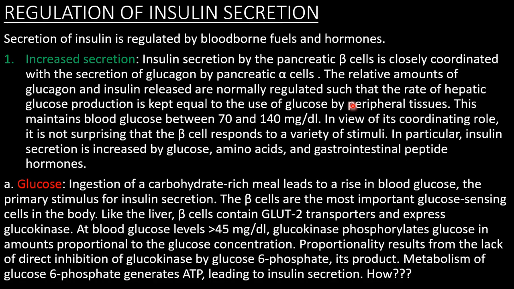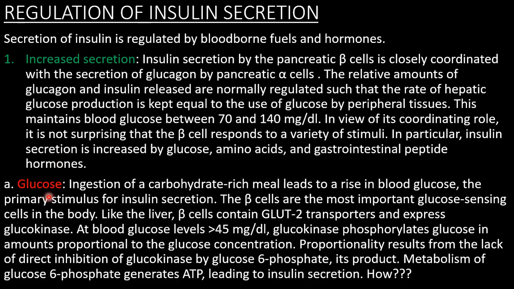You will mainly affect the muscles, the liver, and the adipocytes to reduce these glucose levels. Maybe I'm going too far. We looked at this when we were discussing the metabolic effects, but the blood glucose levels must be maintained between 40 and 140 milligrams per deciliter. In particular, insulin secretion is increased by increased blood glucose levels, amino acids, and also other hormones known as the gastrointestinal peptide hormones, which you will see.